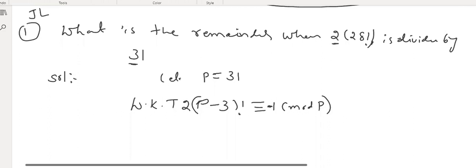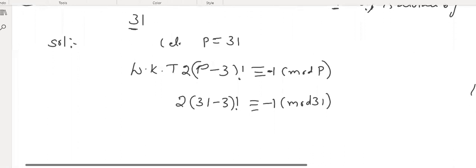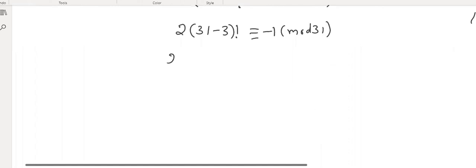The reason I used this is that here there is a 2 times. If you take p equal to 31, 2 times (31-3)! is congruent to -1 modulo 31. Right? Tell me what the value becomes here: 2 times 28! is congruent to -1 modulo 31. What is the meaning of this? When 2 times 28! is divided by 31, the remainder is -1.